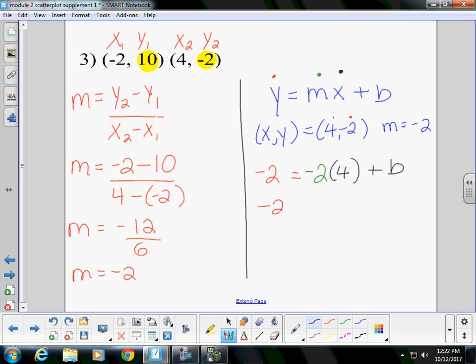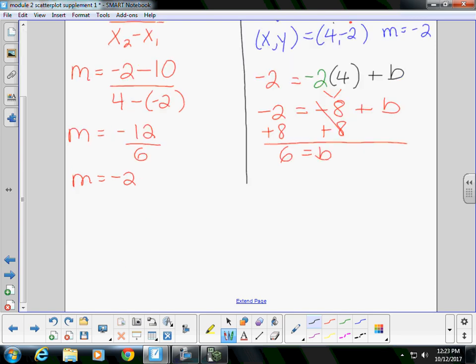Okay, so now simplify it. -2 times 4 is -8, plus b. Now you're solving for b, so I have to do the opposite of -8, which is add 8 to both sides of the equals. That cancels out. This one's easy because there's no fractions. -2 plus 8 is 6. Okay, the answer: y equals -2x plus 6.